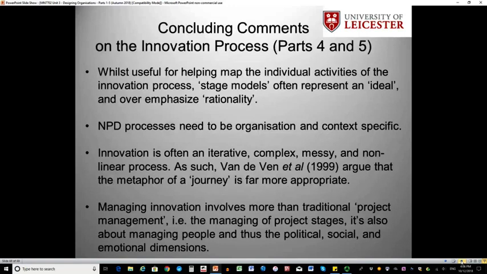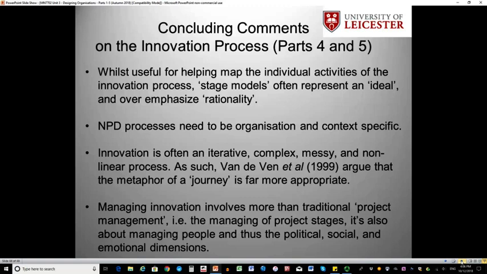Then in the latter two sections, parts 4 and 5, I talked about the stage model approach. It's useful for mapping out the activities, but it represents a very idealized conceptualization of the innovation process, and it over-rationalizes it. Even if we take on board the importance of the stage model approach, we need to recognize it's often organization, sector and context specific.